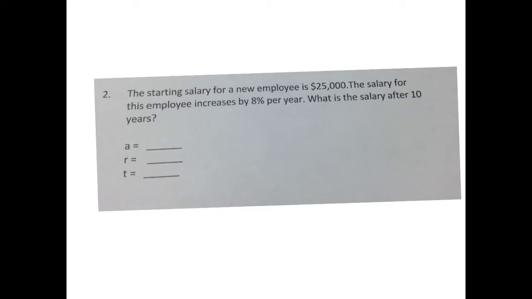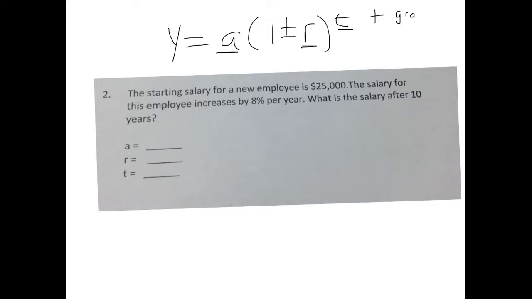All right, so we learned last class period that the general form was y equals a times 1 plus or minus r to the t, where a is the beginning amount, r is the rate as a decimal, t is the time in years. We use plus for growth if we know the number is going up. We use minus for decay if we know the number is coming down.